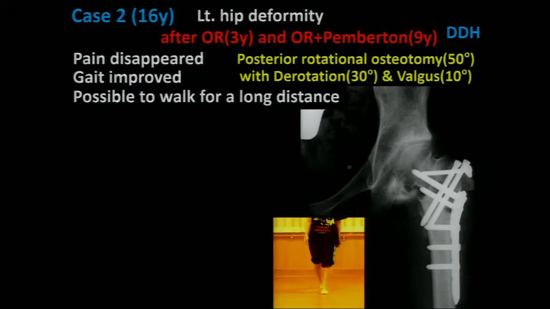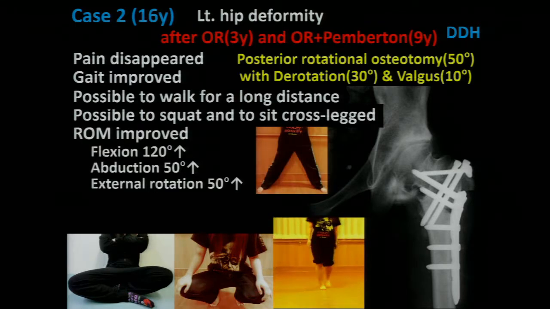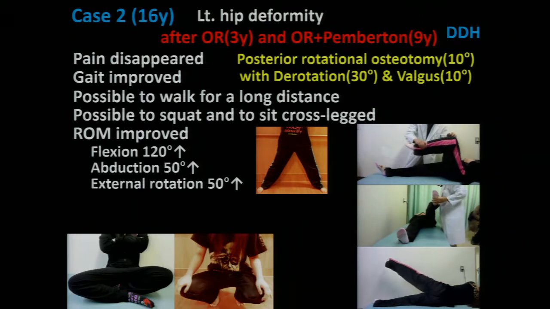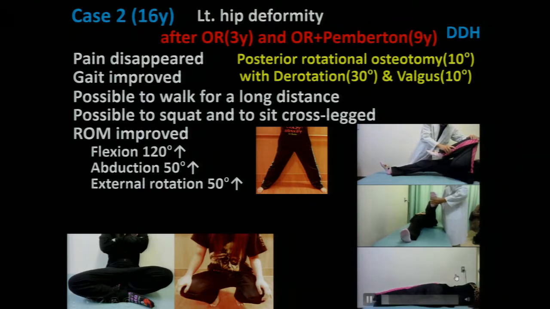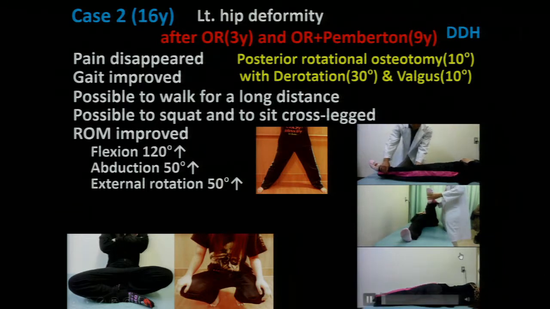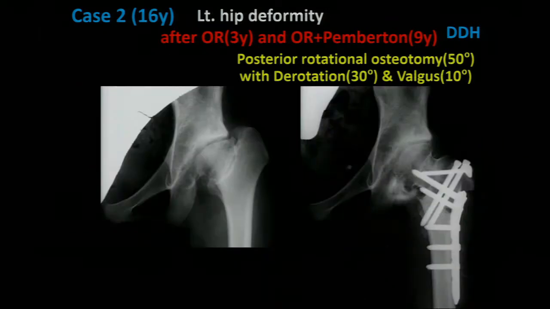After surgery, this patient's pain disappeared and gait improved. She became able to walk a long distance. As you can see, there is very much improvement of the hip joint. Abduction is good, and flexion and external rotation improved. The hip abduction is very good, as are internal rotation and external rotation.